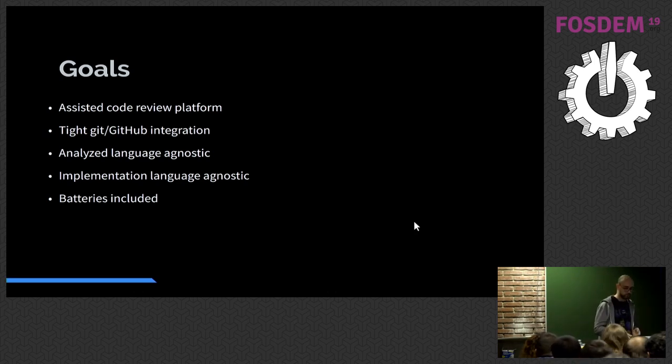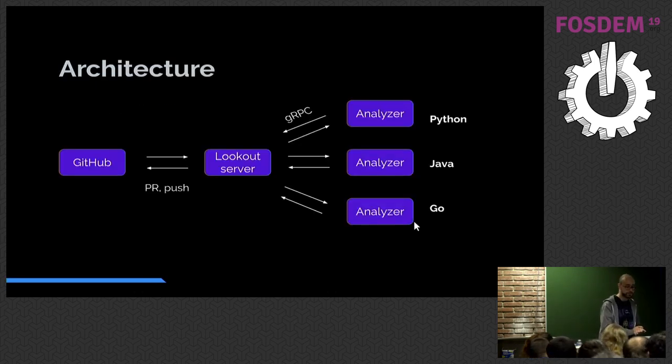Comments are posted automatically. This is the overall architecture. So Lookout basically contains two parts. The first is a server, and the second is your analysis. It can be several. They register through remote procedure call, and it can be written in any language gRPC supports. And this means all the popular languages.